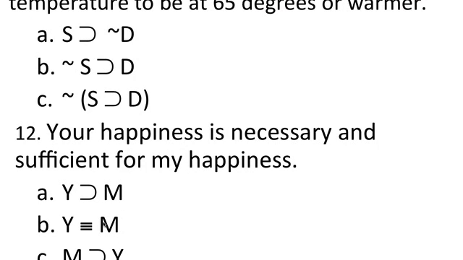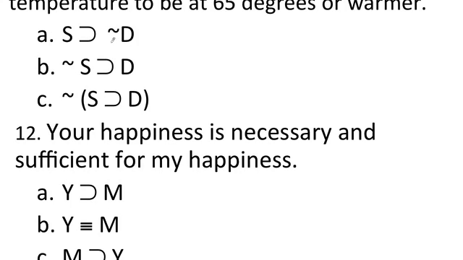Now let's talk about how we can translate. And this is really helpful for us to do when we want to see the logical structure of a sentence. The sun shining is not sufficient for the temperature to be at 65 degrees or warmer. Now let's read through each of these because this might feel a little bit tricky. A says, if S, then it's not D. If the sun is shining, then it's not 65 degrees or warmer.